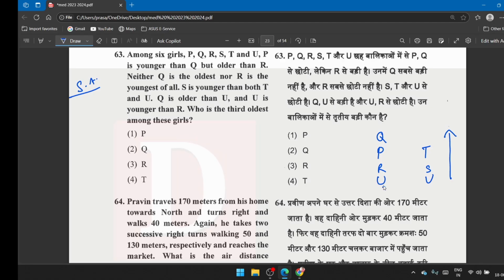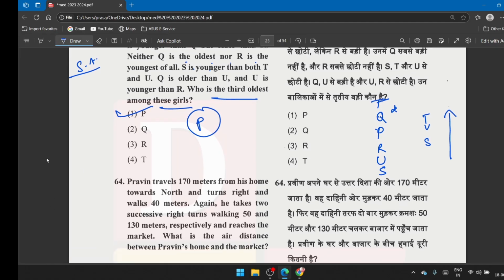So S will be, just a minute. Q is not the oldest, nor R. Okay, S is younger than both T and U. So if U is here, S will be here. So 5 are here. So T will be somewhere else. So T will be here because Q cannot be the oldest. Okay, so who is the third oldest among these girls? First, second, third, that is P.